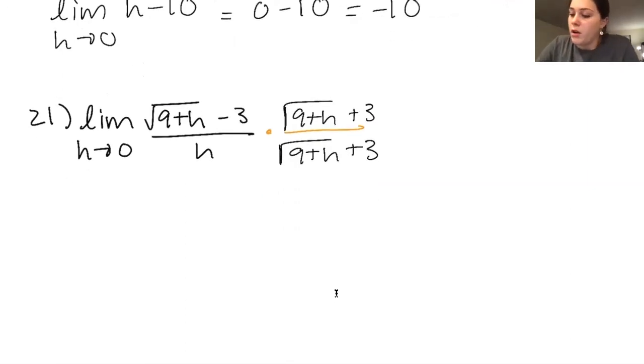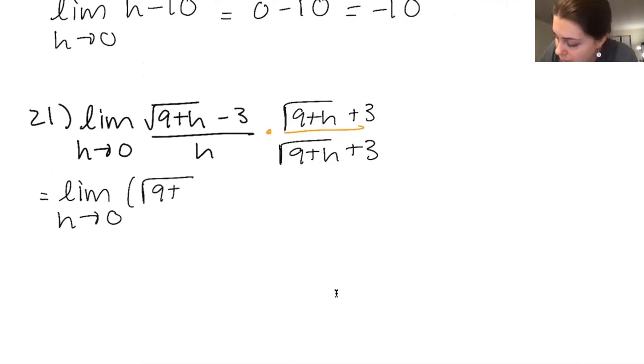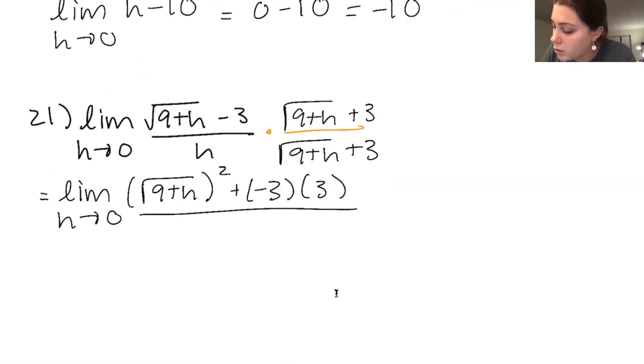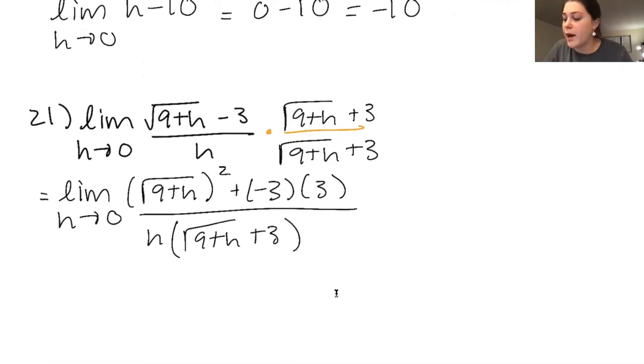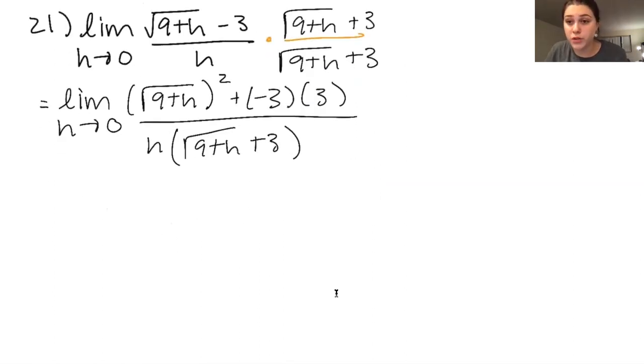So now we are going to FOIL out. We get the limit as h tends to 0. I'm not dropping that limit symbol. So we're going to have square root of 9 plus h squared plus negative 3 times positive 3, all over h times square root of 9 plus h plus 3. Now, I am going to expand the numerator. I am not going to expand the denominator.